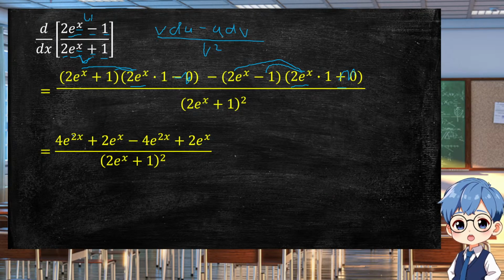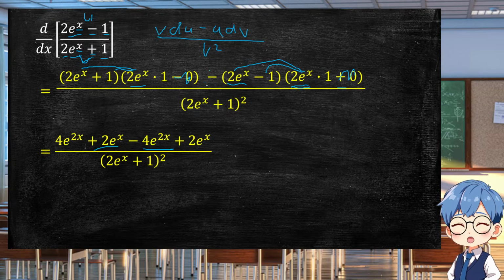So it's also the same here. e to the power of x times e to the power of x is just e to the power of 2x. Then distribute 2e to the power of x to 1 here. So that's why we have 2e to the power of x here. And then for the next one, we have 2e to the power of x times 2e to the power of x. We have 4e to the power of x also here.